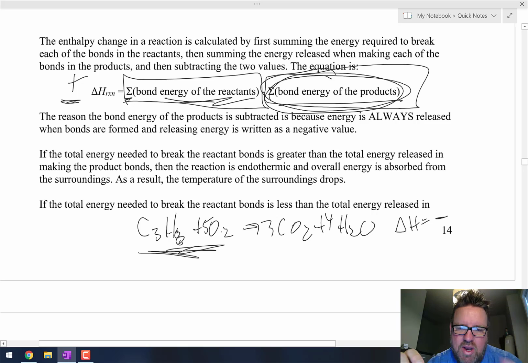Okay, in our next video, I'm going to do some examples to show you how you will actually use this equation.